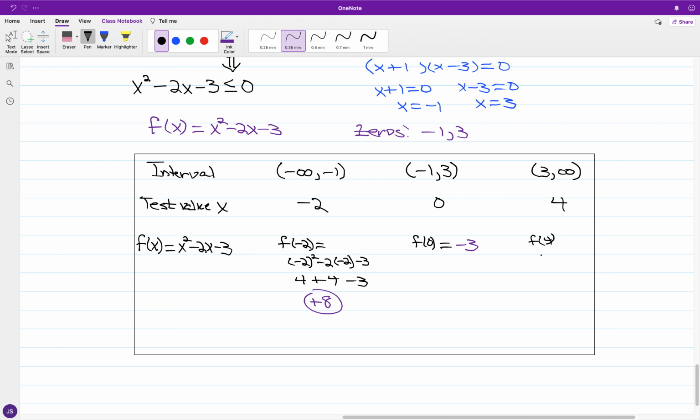And for f of 4, we have 4 squared minus 2 times 4 minus 3. 4 squared is 16. Then we have minus 8, so it's 8 minus 3. That output is going to be on the plus side at 5. And so for these numbers, we look at the sign of f of x.